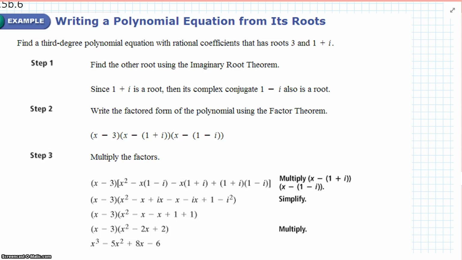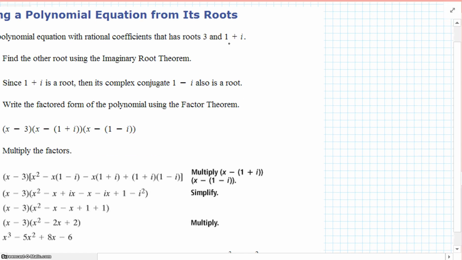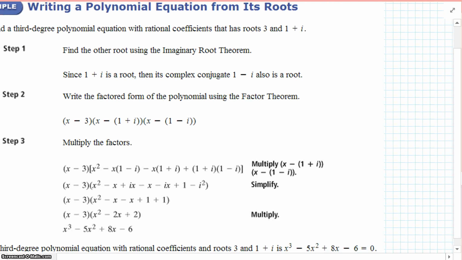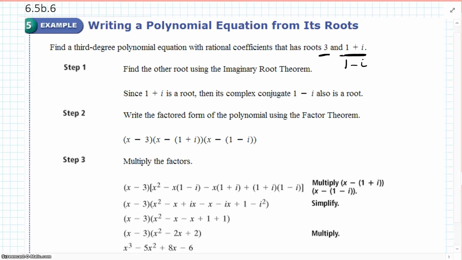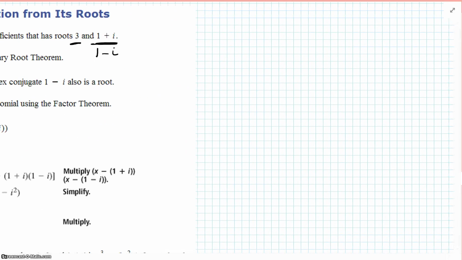Find a third degree polynomial equation with rational coefficients that have roots at 3 and 1 plus i. It's a third degree polynomial, so we need 3 roots. Well, one root's 3, one root's 1 plus i. What's the third root going to be? 1 minus i.